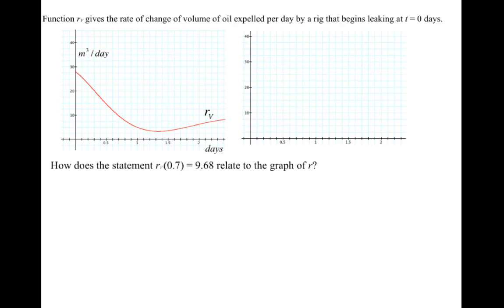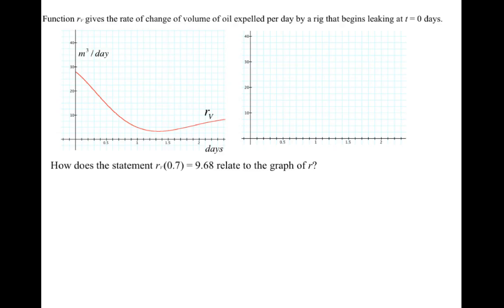Okay, so let's talk about this graph and this statement. I have a statement that the rate of change, or the value of the function, at 0.7 equals 9.68. How does that relate to the graph? What is it about the graph that statement is about? Yeah? The rate of change at 0.7 is 9.68.